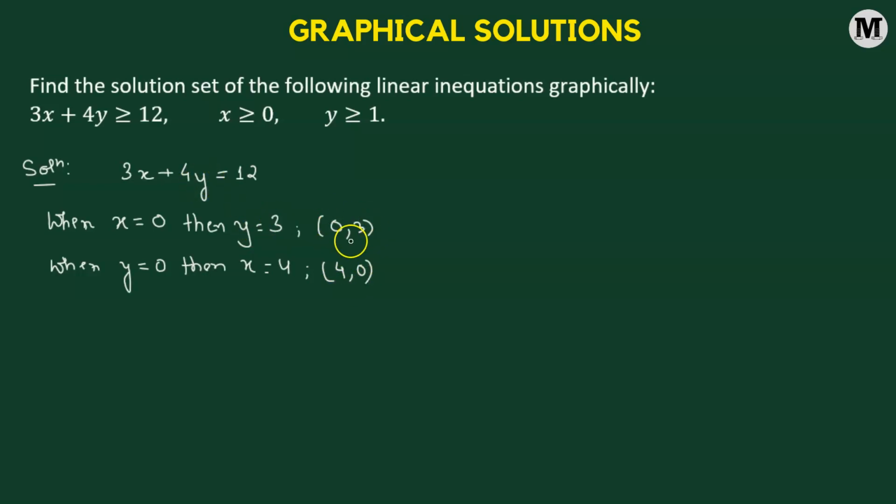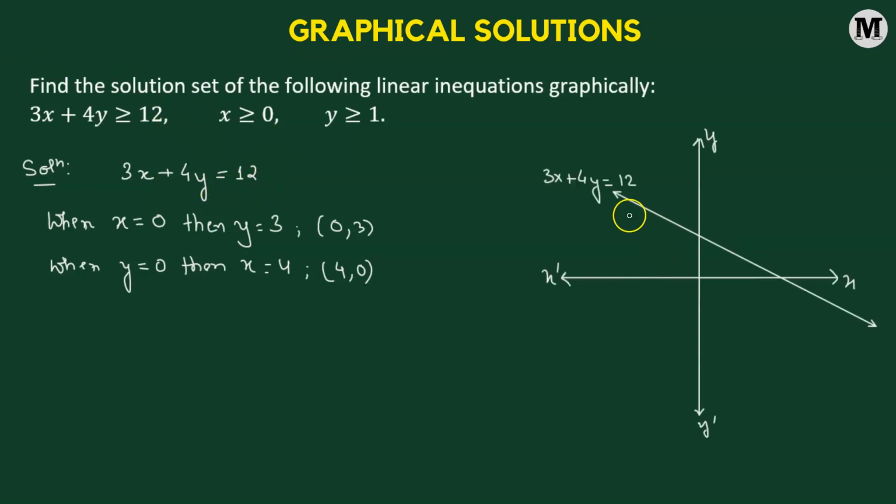Now we're going to plot these 2 points on an xy plane and join them to get the graph of the equation 3x plus 4y equals 12. We can observe that the line divides the xy plane into 2 parts. One region is above the line and the other region is below the line. In order to check which region satisfies the given inequality, we're going to consider a point on the xy plane, and the best point to choose is the origin, (0, 0). So let's choose the origin.